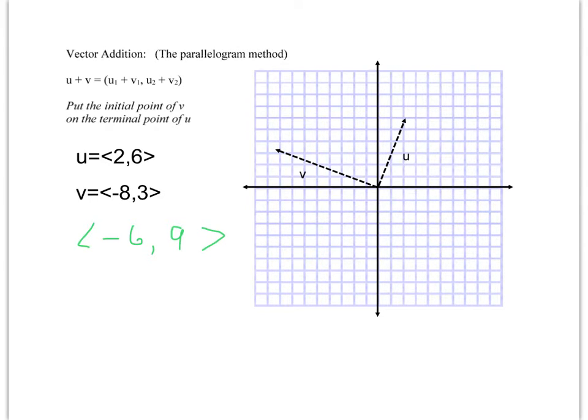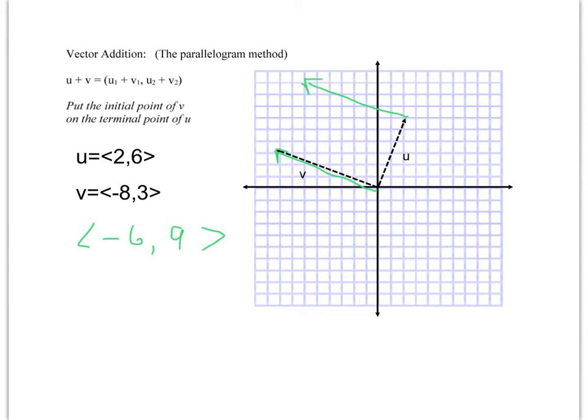Okay, to do that graphically, what I'm going to do is take vector v, which is right here in green, right? And we're going to move vector v, so we're going to put the initial point of vector v on the terminal point of vector u, and we're going to draw that.